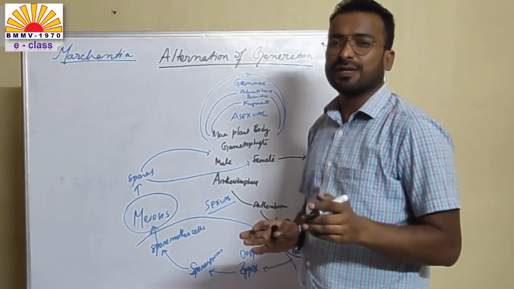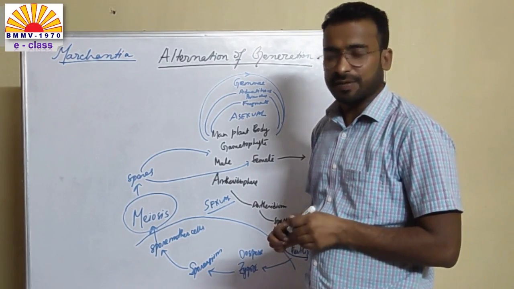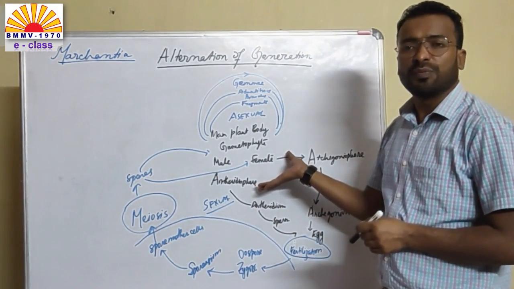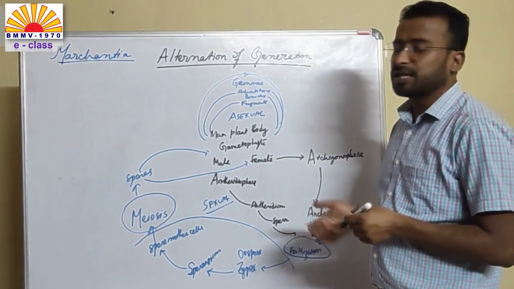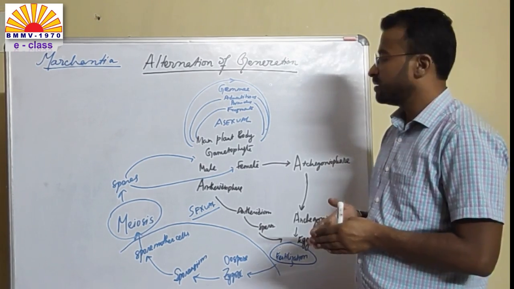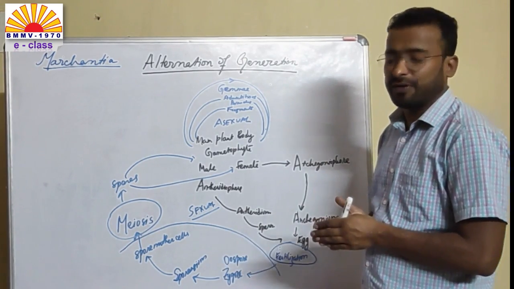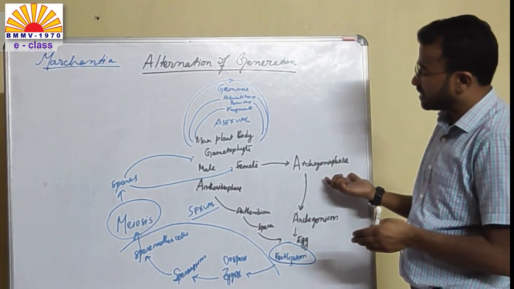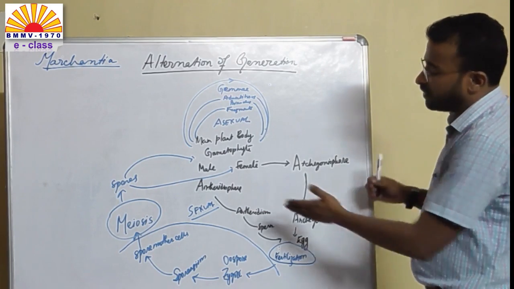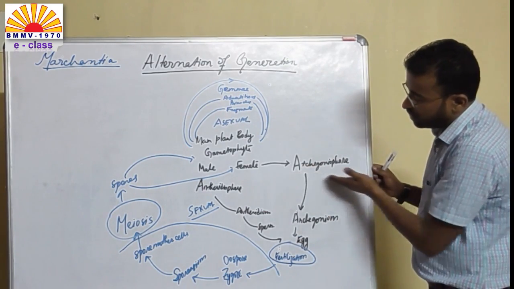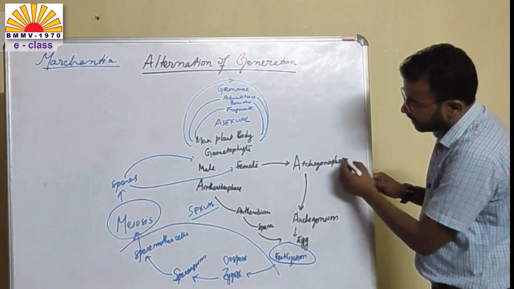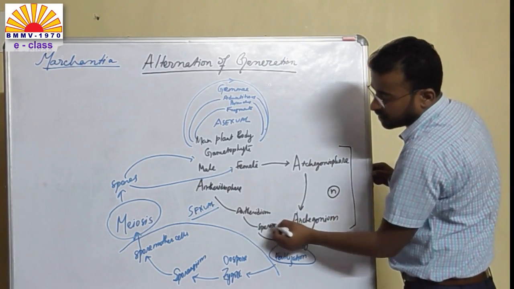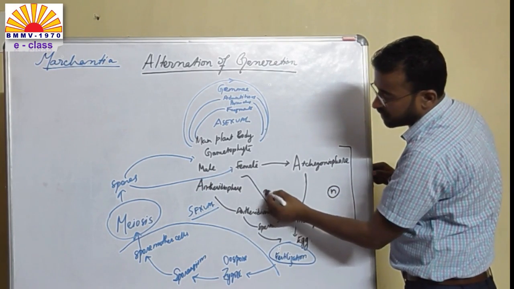Now Marchantia shows a very simple type of alternation of generation. Actually, when you see Marchantia, the gametophyte is the dominant structure that is represented by n number of chromosomes. There is a male gametophyte and a female gametophyte. Male and female gametophytes will respectively produce antheridiophore and archegoniophore. Archegonium produces the egg. These are all haploid generation. Antheridium will produce sperm cells, and these are also haploid generation.